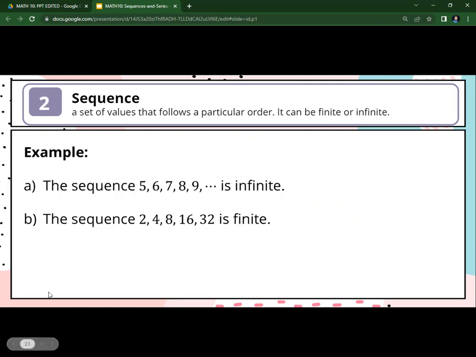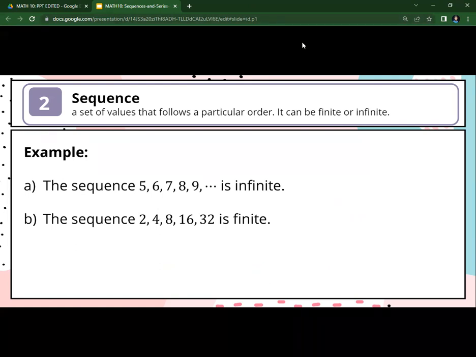Now, let's proceed with the word sequence. So, pag sinabi po natin sequence, meaning we have the arrangement or the order. Okay? Ano yung pagkakasunod-sunod? Now, we have 2 kinds of sequence. The first one is the infinite, and the second one is the finite. The correct pronunciation for this word is finite.